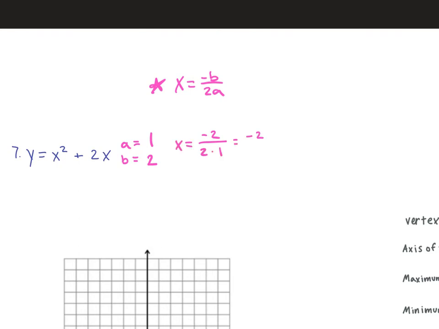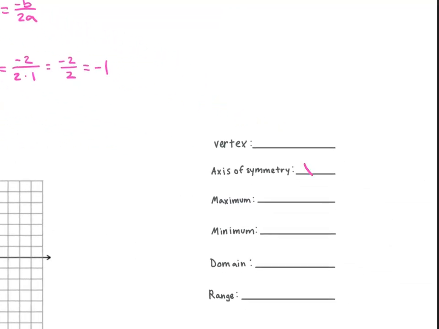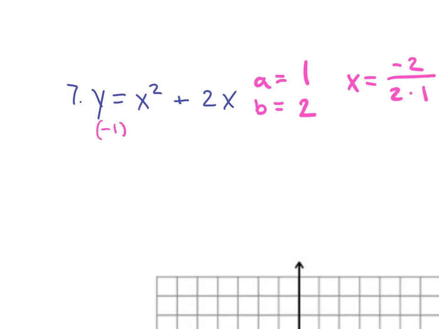So this simplifies to negative 2 over 2. What does negative 2 over 2 simplify to? Negative 1. So what's our axis of symmetry? X is equal to negative 1. What's the first number in our vertex? Negative 1. How do we find the second number? Plug it in. So we have negative 1 squared plus 2 times negative 1. What is negative 1 squared? 1. And then what's 2 times negative 1?